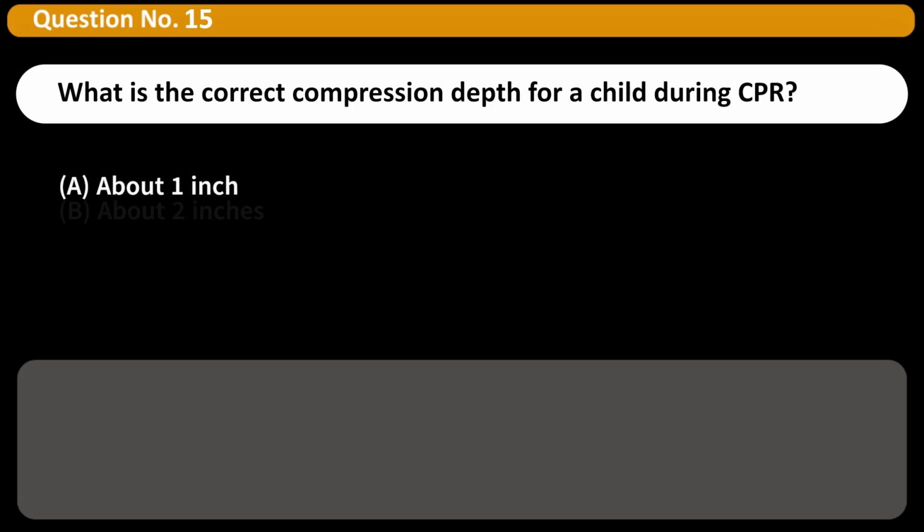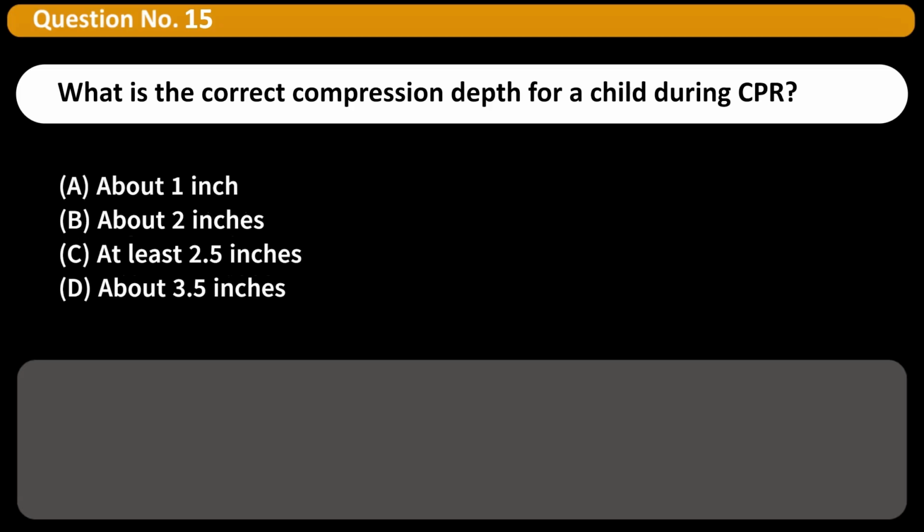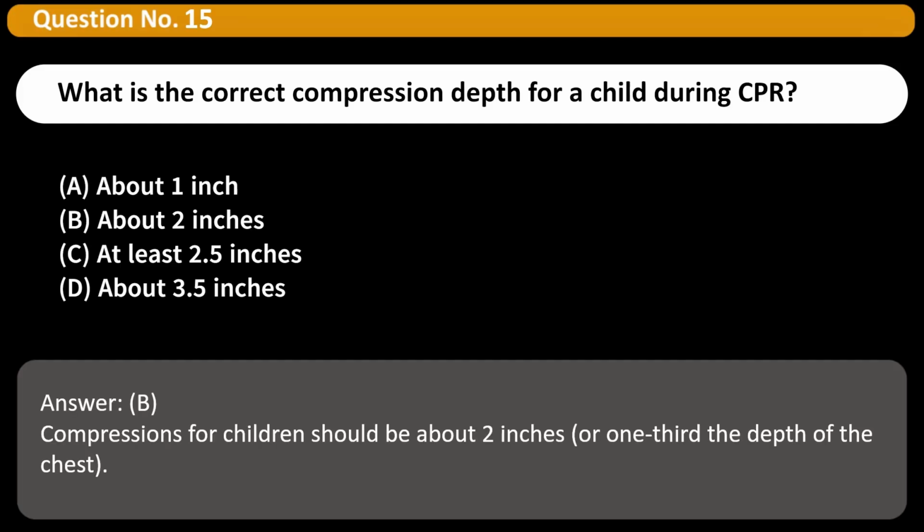What is the correct compression depth for a child during CPR? A. About 1 inch. B. About 2 inches. C. At least 2.5 inches. D. About 3.5 inches. Answer B. Compressions for children should be about 2 inches, or 1/3 the depth of the chest.